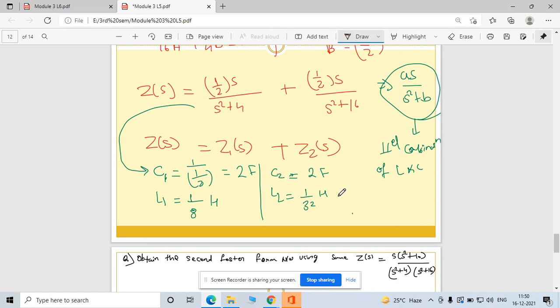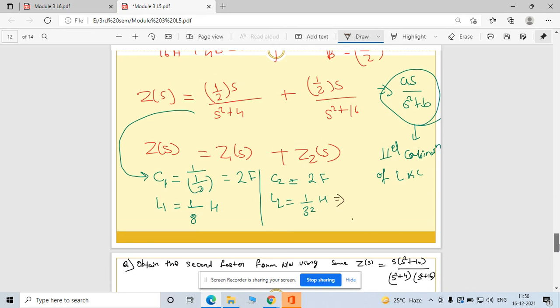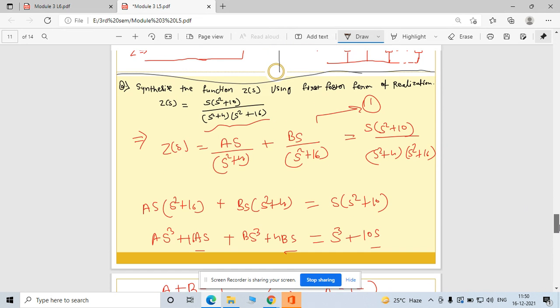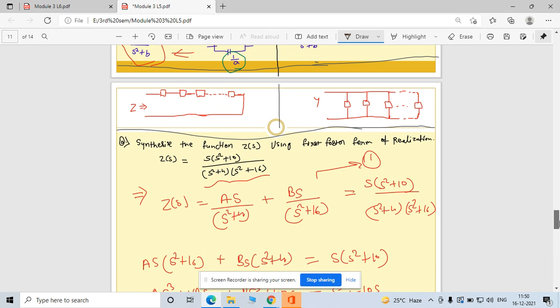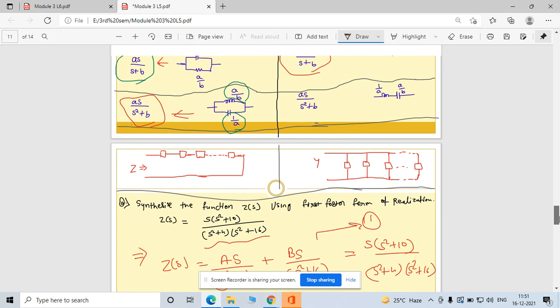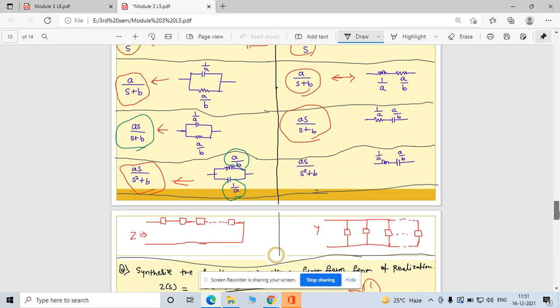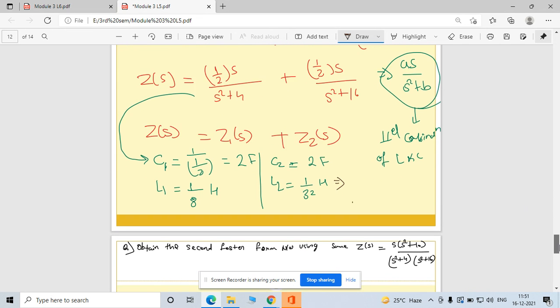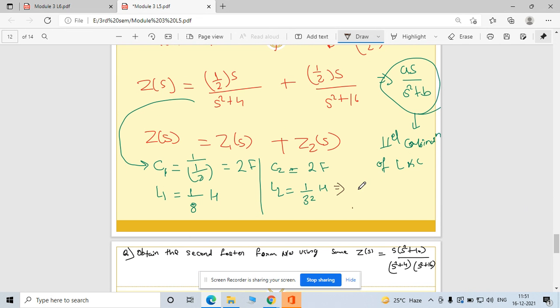Equivalent circuit for this. Now C1, L1, and C2, L2 are known, right? You are finding these. Now you have to represent that in equivalent circuit parameters. So simple, this is a Foster one circuit. So you have to represent it in this format.